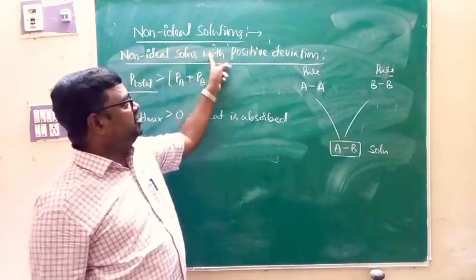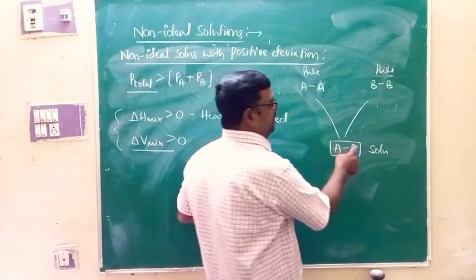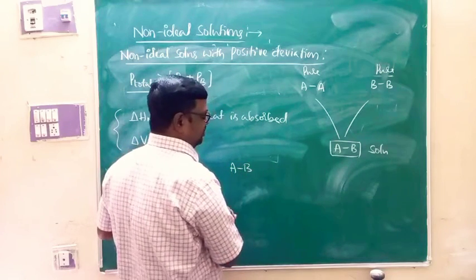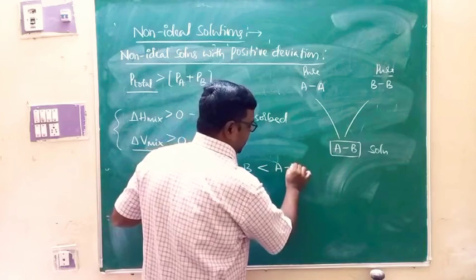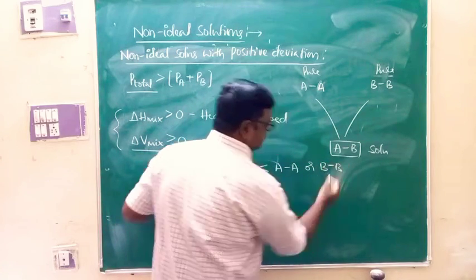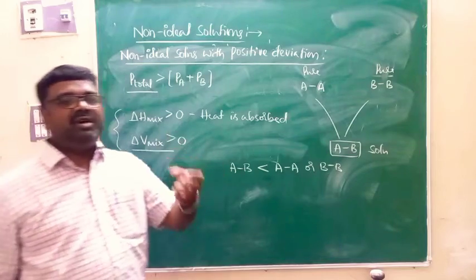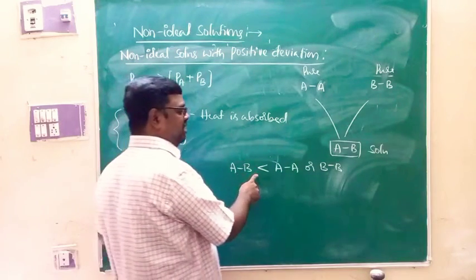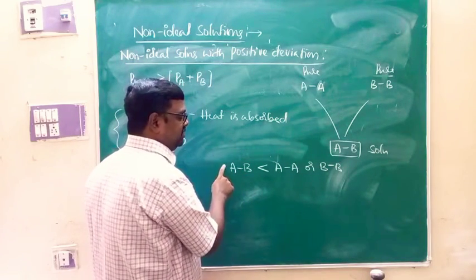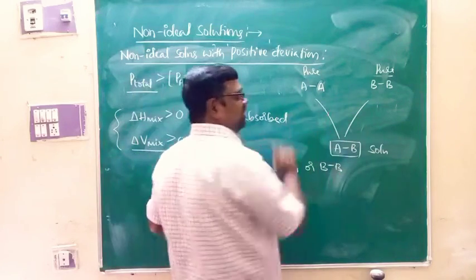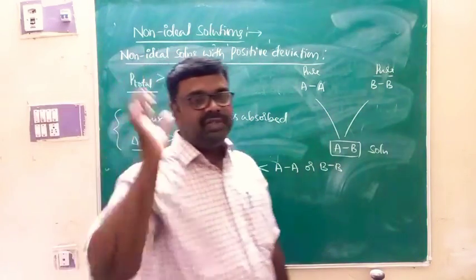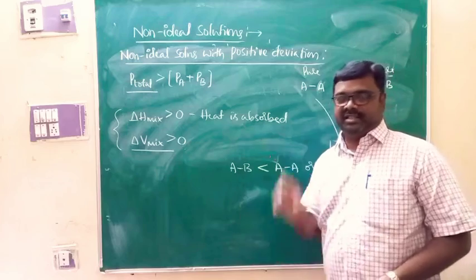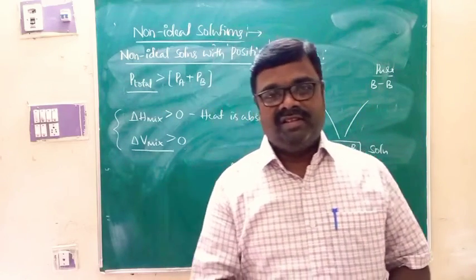In the case of non-ideal solutions with positive deviations, A to B interactions among the molecules of the solution will be less than A to A or B to B interactions. That is, the interactions among the molecules of the solution decrease when two liquids are mixed. That is, the intermolecular forces of attraction among the molecules of A and B will be decreased when these two liquids are mixed. And when intermolecular forces of attraction decrease, vapor pressure increases.